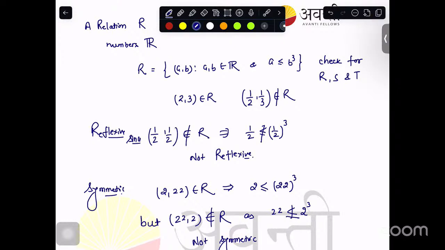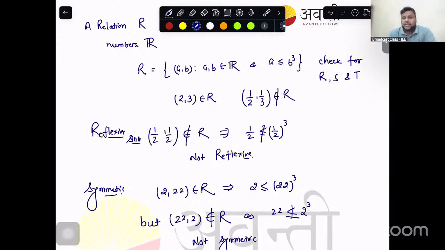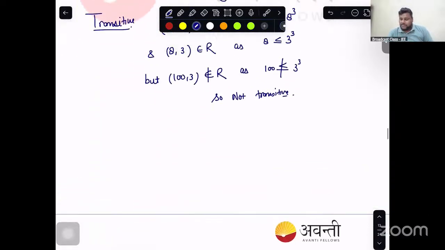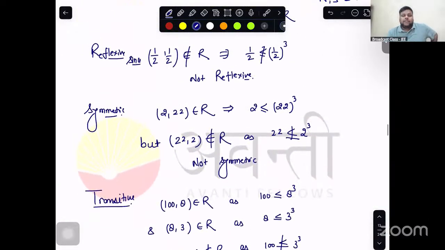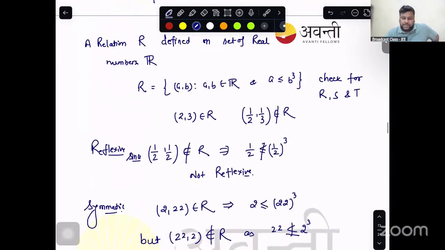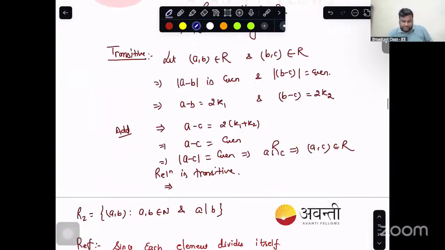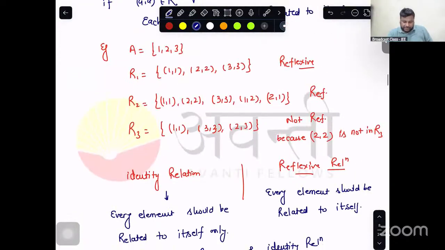Yes, sir. That is why we will not call it symmetric, reflexive, or transitive. So since it is not any of these, it will be what? Not an equivalence relation. Am I clear? Yes. Now I would like to conclude the session. Let us revise what we have done today.